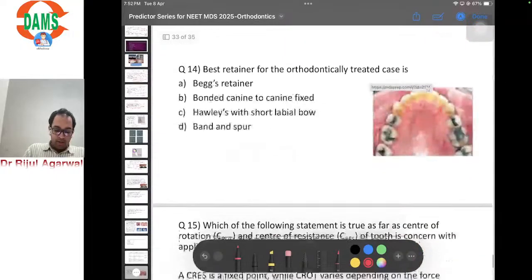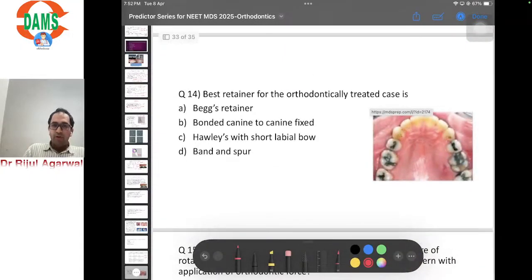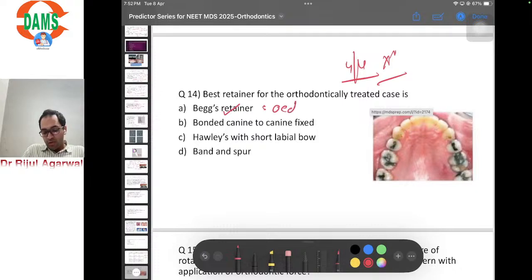Next question. Best retainer for this orthodontically treated case: Becks, bonded canine to canine fix, Polys with short labial bow, band and spur. Looking at this image, we can see that it's an extraction case in which 4-4 extraction has occurred. For a 4-4 extraction case, as I've already discussed in the class, we need to give a Becks retainer. Why? So as to allow occlusion settling to occur, and at the same time prevent space from reopening.